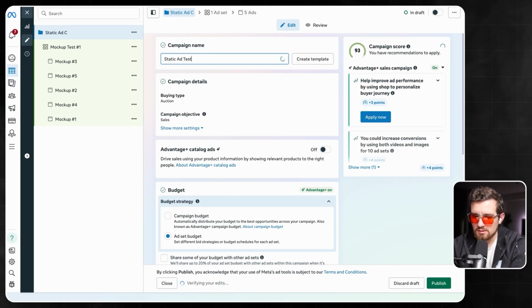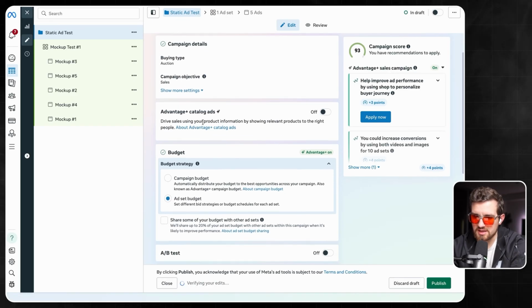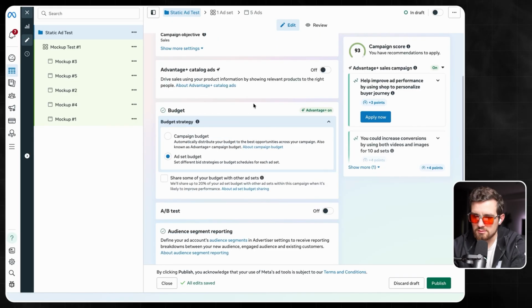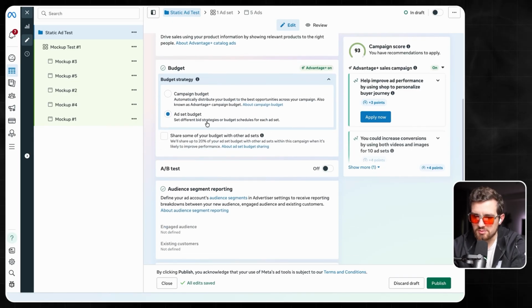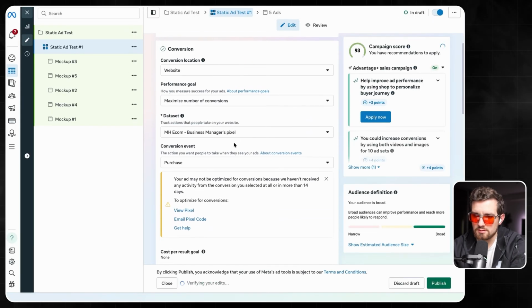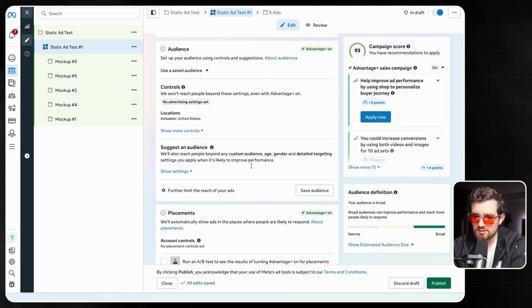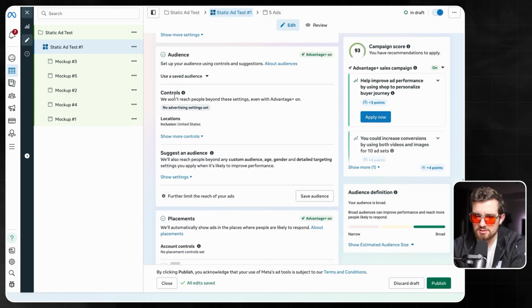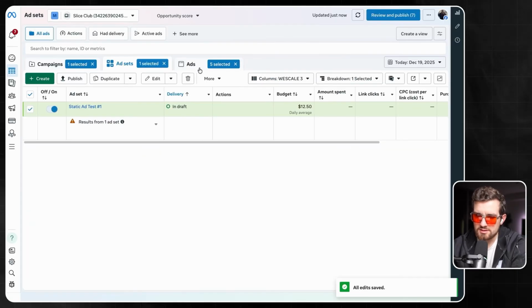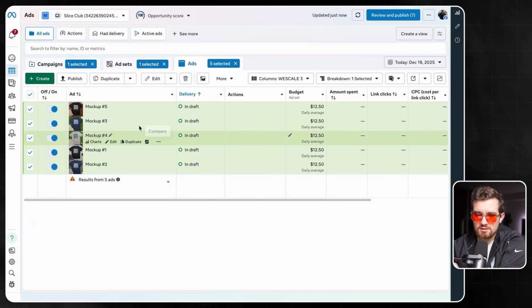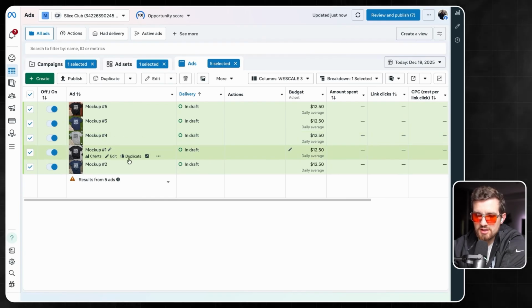Great. Now we just have a bunch of, this is why not. Static ad or test. Advantage plus catalog budget, leave it off. Or catalog ads, ad set budget. Do. There we go. $12.50 budget. Placements everywhere. Nice. And now here, what's the first thing we're going to do with these? How do we keep our life nice and organized? Keep things simple. If you guessed change the name, you are correct.